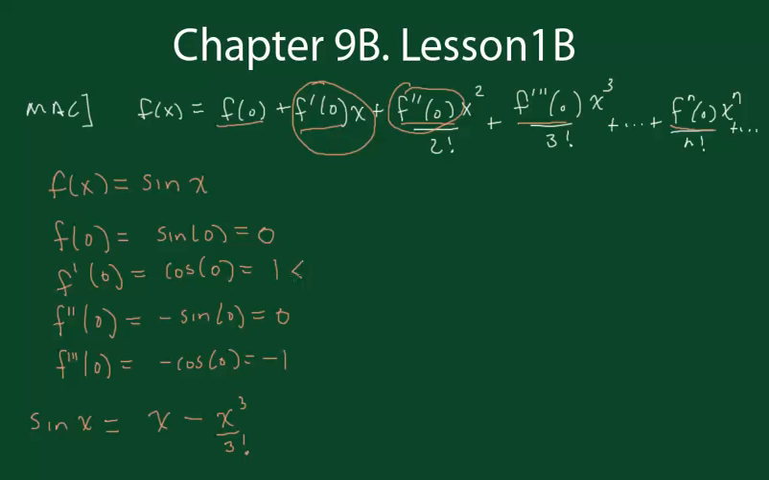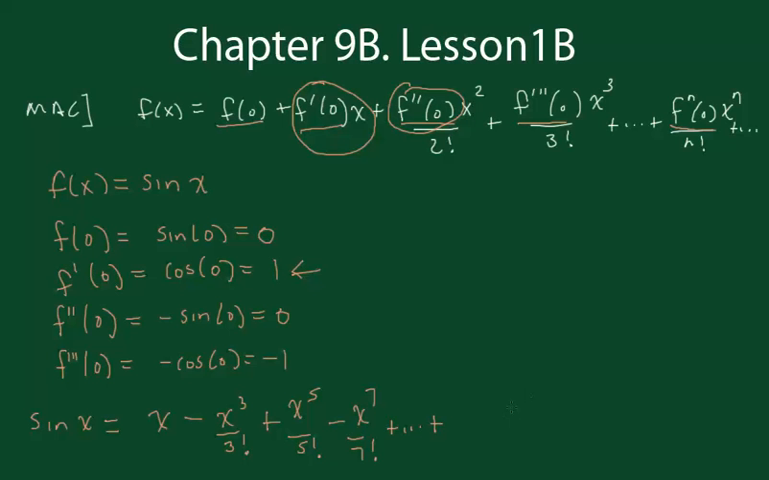It brings us back up to here. So it's going to be plus x to the fifth over 5 factorial. The next one, can you guess it? Minus x to the seventh over 7 factorial. And this continues on and on and on.